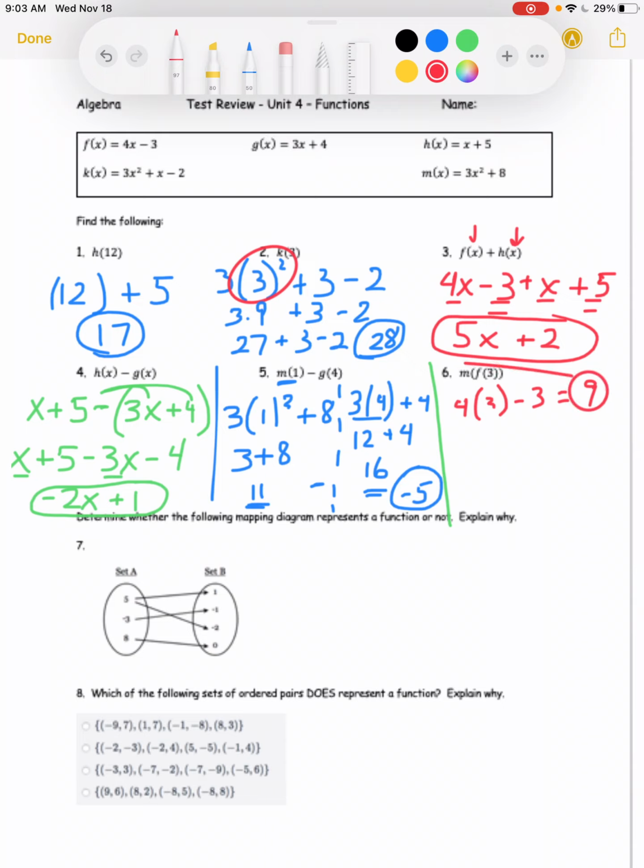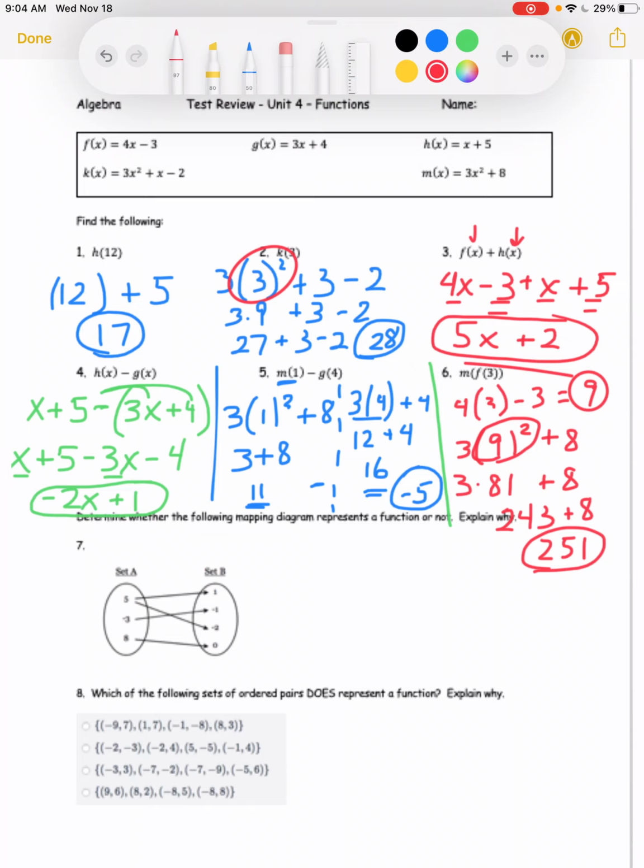Now I plug it into m. M is 3 times something squared plus 8. The something is a 9. So we're going to get a big number here. So 9 squared, remember, do the exponent first. That's 81. 81 times 3 is 243. Add 8 to that, you get what? 251.